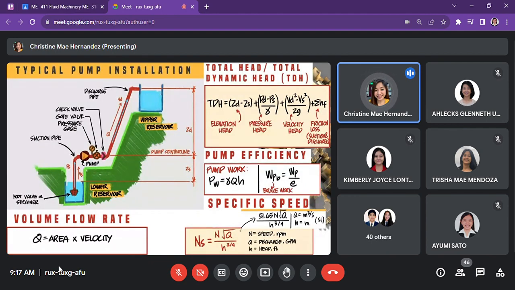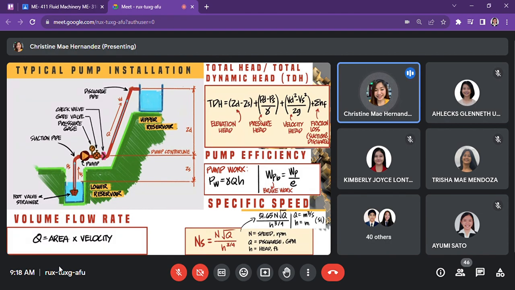Meron din tayong total head or the total dynamic head na tinatawag, or the sum of the heads: elevation head, pressure head, velocity head, and yung ating frictional loss. So kinetic energy and velocity head. Kinetic energy is the ability of mass to do work by virtue of its velocity. The kinetic energy of a mass having a velocity is 1/2 mv squared.